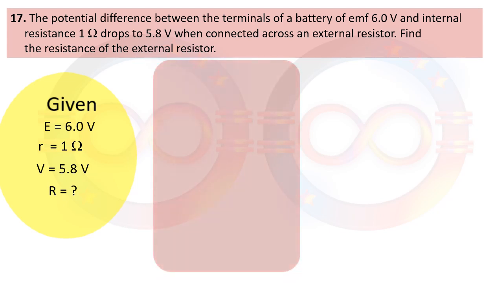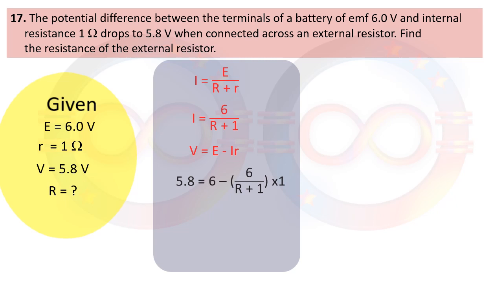Now we know the formula by which we can get the current from the EMF and the total resistance: I is equal to E upon capital R plus small r. We are going to put the value of E and the value of internal resistance. Now this is the value of current. The relation between the terminal potential difference and EMF is V is equal to E minus Ir when current is drawn from the battery.